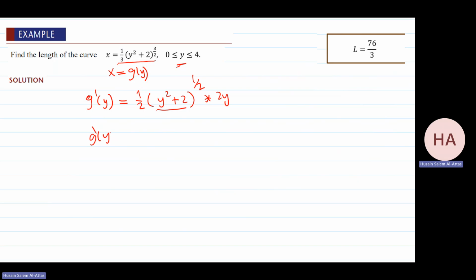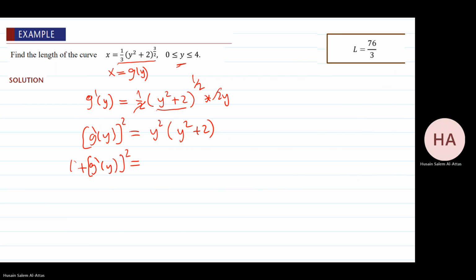So now what will be g prime square? That will be cancelled. So I have y squared times y squared plus 2. Okay. So now 1 plus g prime of y square will be what? Will be square root.